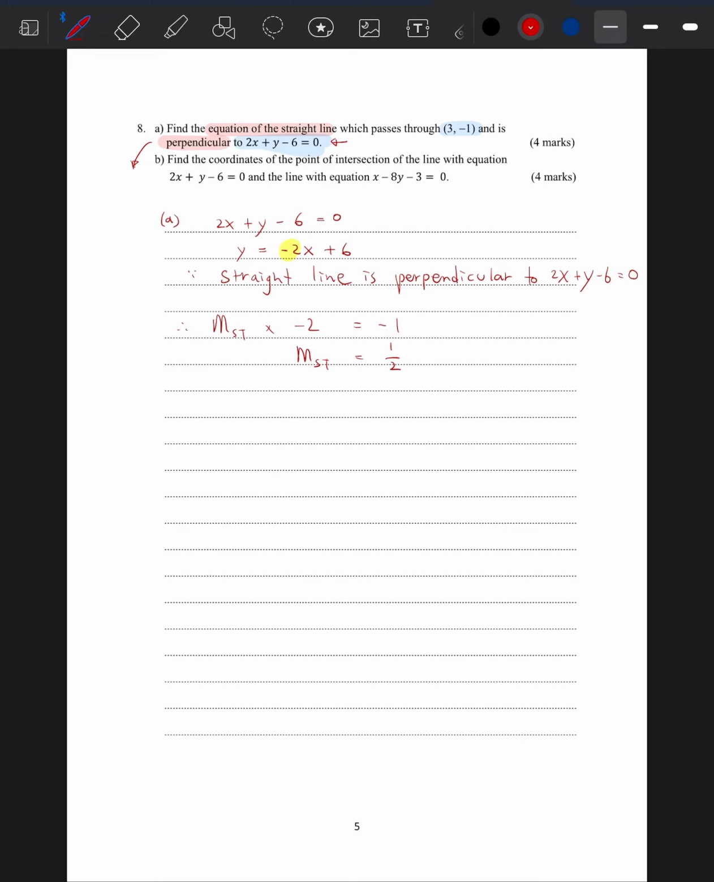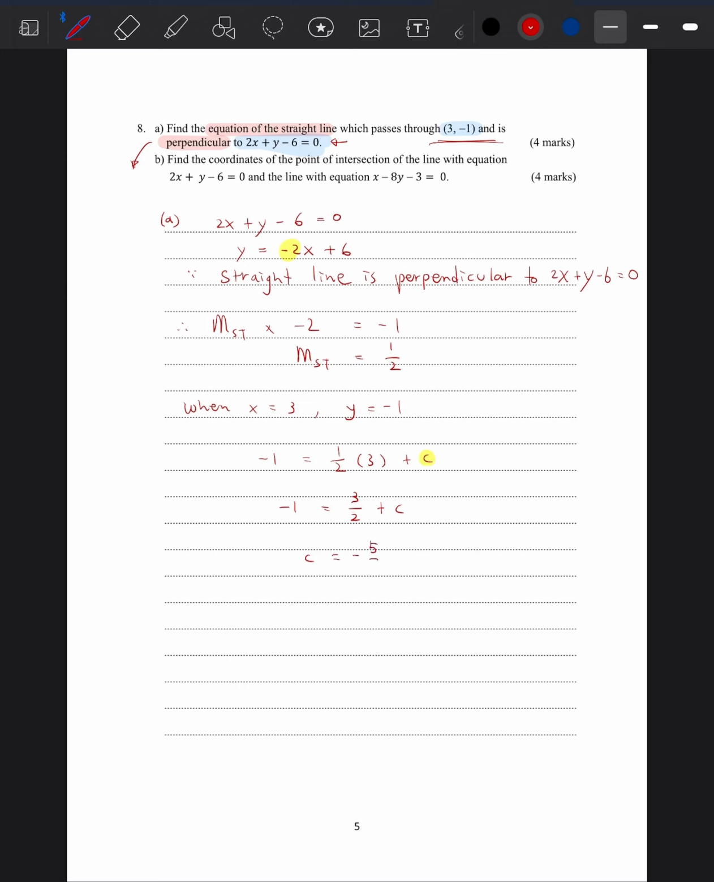So with the new gradient, you can now find the equation of the straight line, because it tells you it passes through the point here. So when x equals 3, y equals -1, substitute into the equation y equals mx plus c. So in this equation, you will find your c. So -1 equals 3/2 plus c. And therefore, your c is -1 minus 3/2.